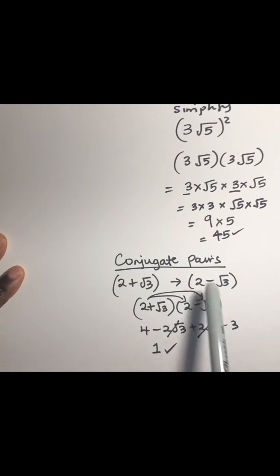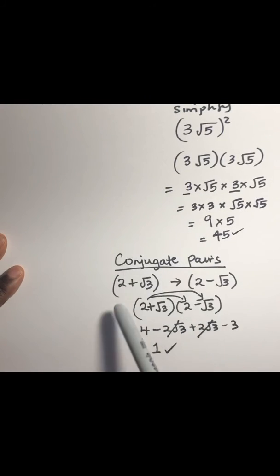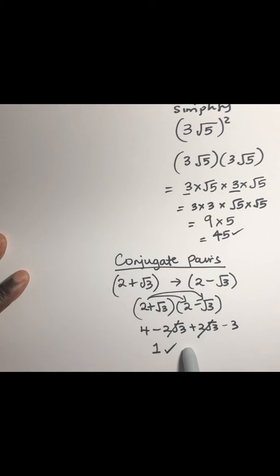Conjugate pairs are very useful when dividing surds, and you will see that now when we come to do rationalizing the denominator in the next lesson.